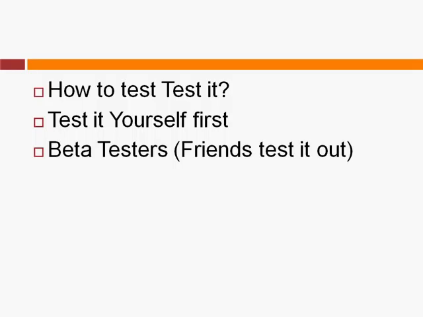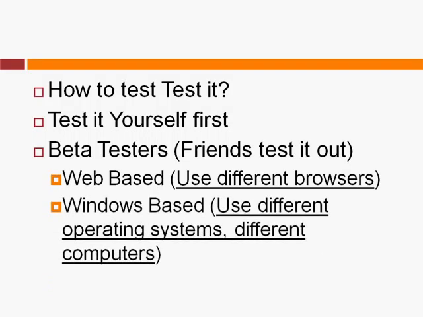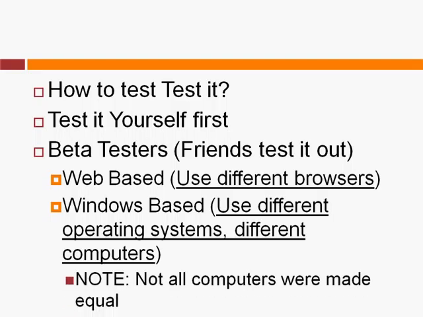And ask your friends what could be improved on the software. If it's stuff that you can upgrade later, that's fine. But if it's a usability thing that's confusing to them, it might be understandable to you because you created the software. But if it's confusing to them, then you definitely want to get it fixed. So web-based, use different browsers. Windows-based, try to use different operating systems, different computers, because not all computers were made equal, unfortunately.